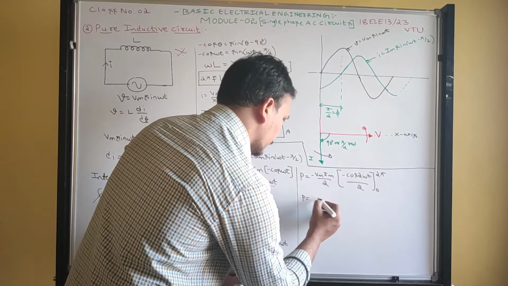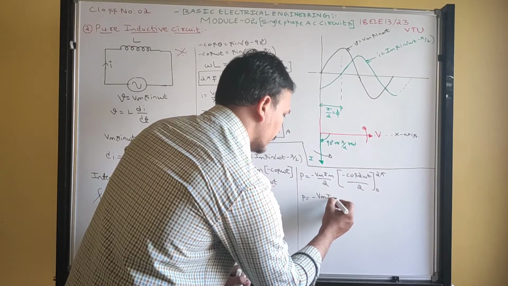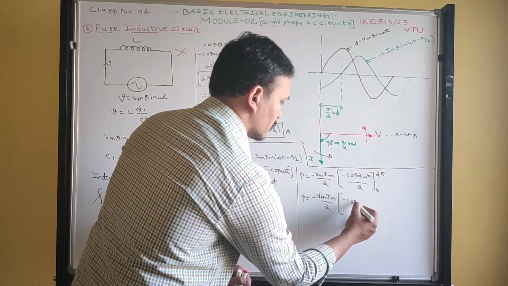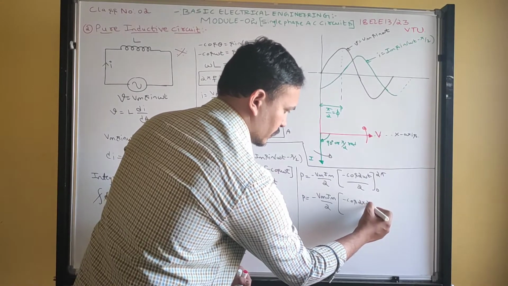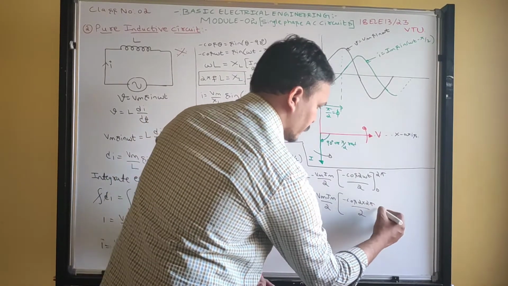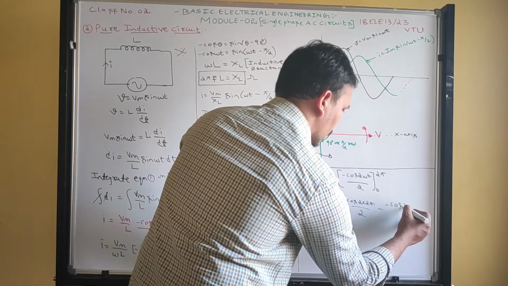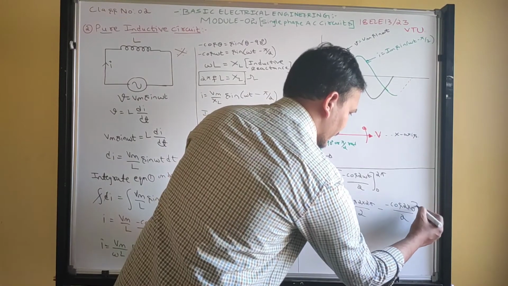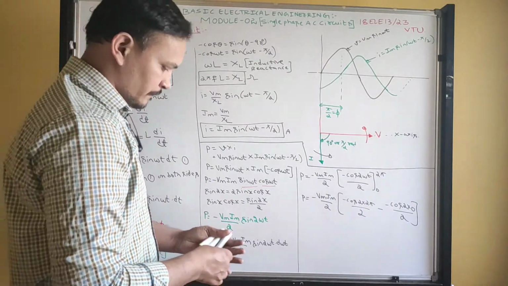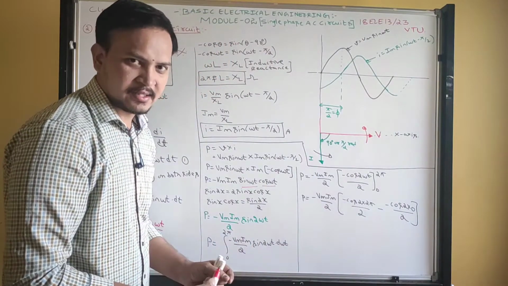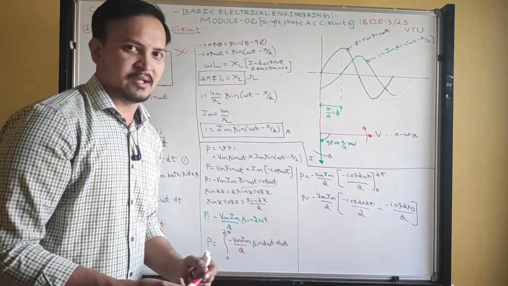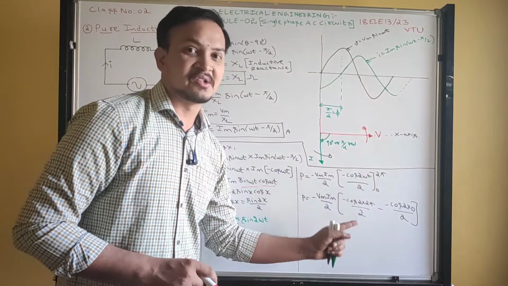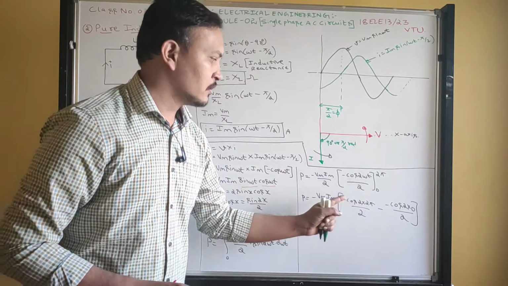So next further, power is equal to minus Vm Im by 2, open bracket, replace omega t by upper limit. So minus cos 2 into 2 pi by 2 is one term, and another term is minus cos 2 into 0 divided by 2, replacing omega t by lower limit. So now what is 2 pi? Cos 360. 360 into 2 is cos 720. So 0 degree, 360 and 720 all are same. So this becomes cos 0 only. What is cos 0 value? 1.